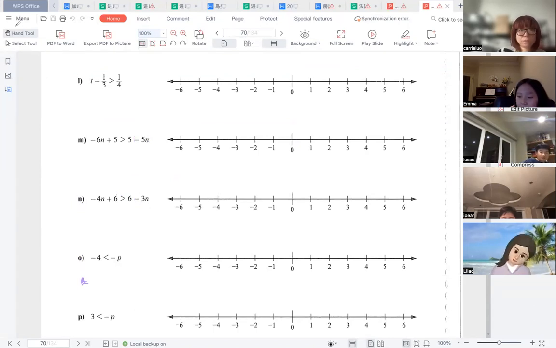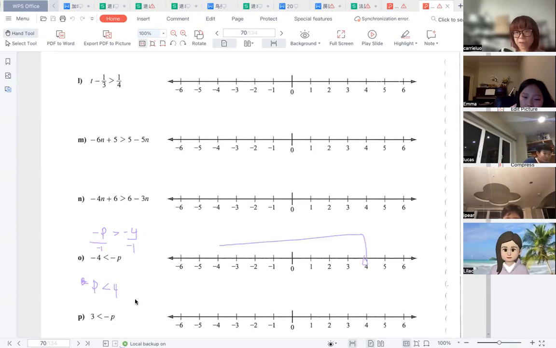P is bigger than 4. Okay, first of all, remember, we need to put the two together, right? First, negative P is bigger than -4, see? Emma, the first step the teacher already said, Lucas, look carefully, you must put the variable on the left side and the number on the right side. Okay, so divided by -1, divided by -1, so P is smaller than 4, so that is the answer. Get it?